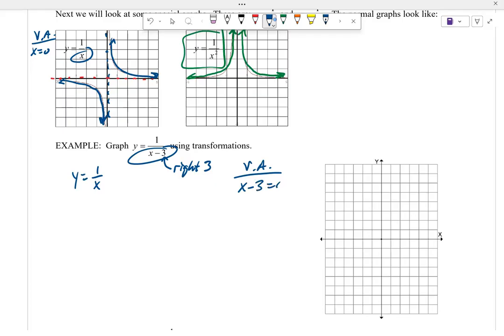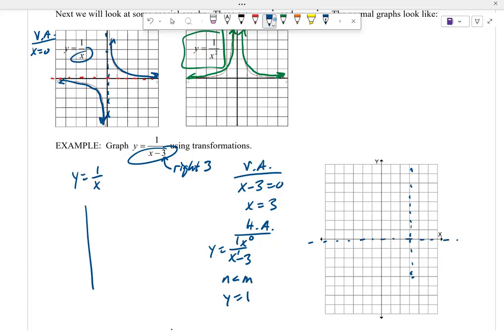Well, where's this thing undefined? At x equaling 3. I would put x equaling 3 on there. I would also do my horizontal asymptote. 1 over x minus 3: the degree of the top is 0, the degree of the bottom is 1. If n is less than m, then it's automatically y equals 0.